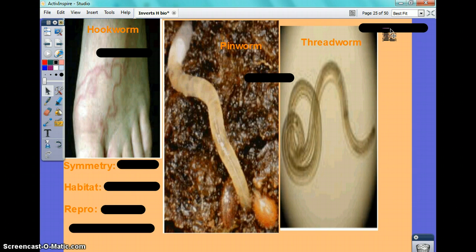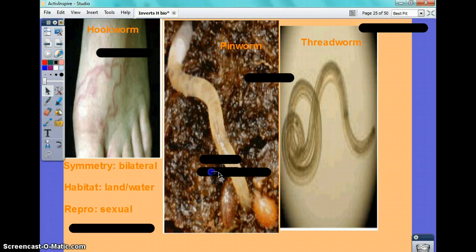Symmetry. Help me, anybody but group 3 and 4. Bilateral. Where do they live? Everywhere. They had a picture of land and water, but they expressed that they lived in both land and water. Reproduce sexually, and they do not have cephalization. Both of your groups said they have cephalization, but they don't. It shows like it's there in some, but realistically, there's no cephalization in roundworms.